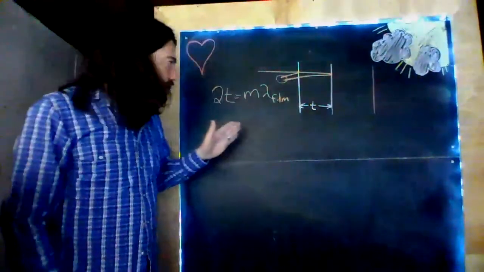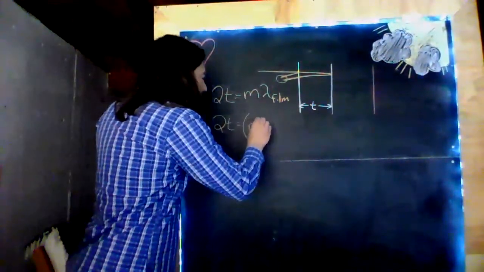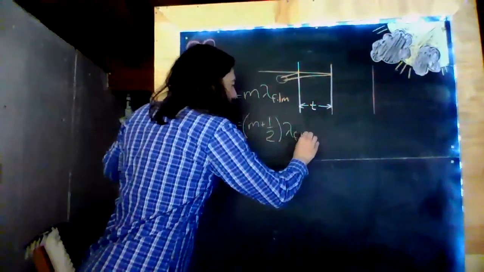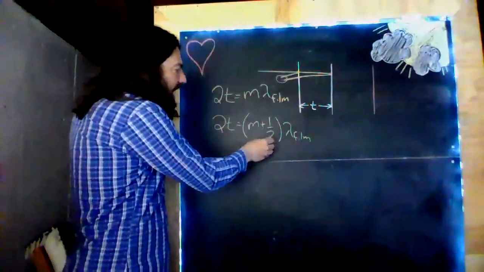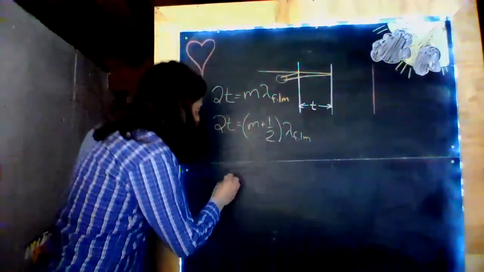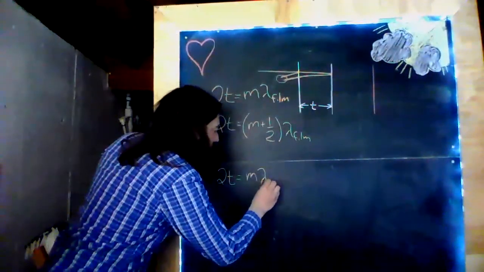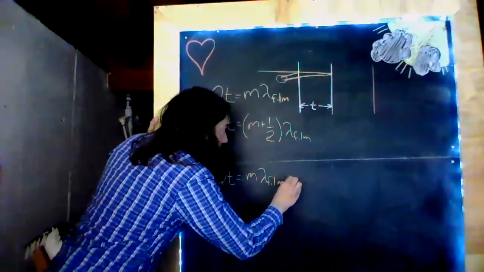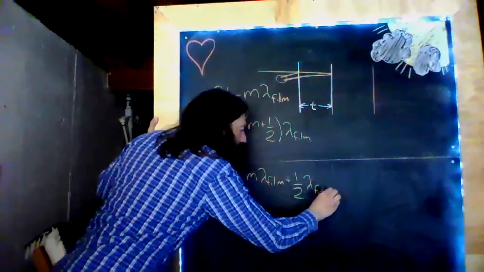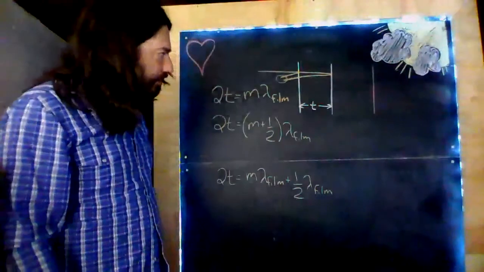What we want to change this to is 2t equals m plus 1/2 times lambda film. Right? So what we need to do is we need to add 1/2 of a wavelength. And, you know, we could maybe do a quick piece of algebra here to show that that's for sure true. This ends up being m lambda film plus 1/2 lambda film. Okay, so we need to add 1/2 of a wavelength.